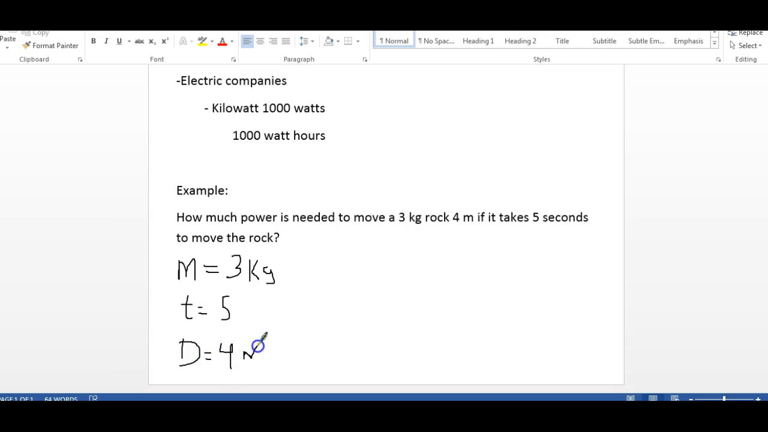Now, our equation is power equals work divided by time. But we don't have work. We do have the distance, but because work could be force times distance, we don't have the force. So instead, we can figure out what force it's going to take to move a 3-kilogram rock. The only force acting on it is the force of gravity. That's the force we'd have to overcome, the force pulling it down towards the earth. And the force of gravity is mass times acceleration, which is 9.81.